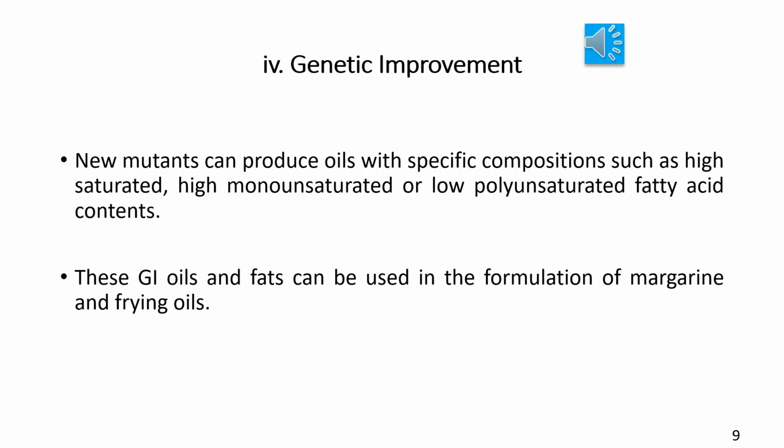Fourth method is genetic improvement. In this method, new mutants or new mutations can produce oil that has a specific composition, such as oils that are highly saturated or highly monounsaturated. It has low polyunsaturated fatty acid contents. So the genetic improvement oils and fats are used in the formulation of margarine and frying oils.